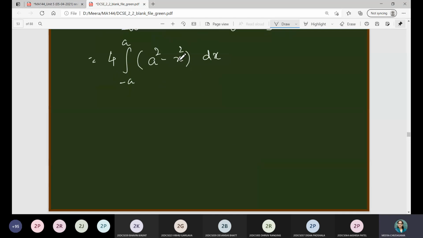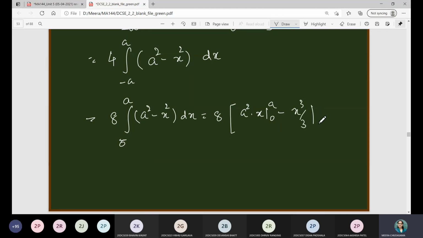Since x square occurred, which is an even function, therefore I can write this as 8 times 0 to a integration a square minus x square dx, that is equal to 8 a square into x 0 to a minus x cube by 3 0 to a. So this is nothing but 8 a cube minus a cube by 3, that is 2a cube by 3 after simplification, and therefore 16 a cube by 3 is the final answer.